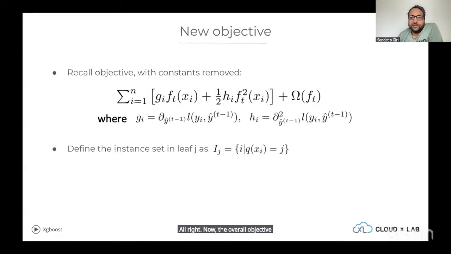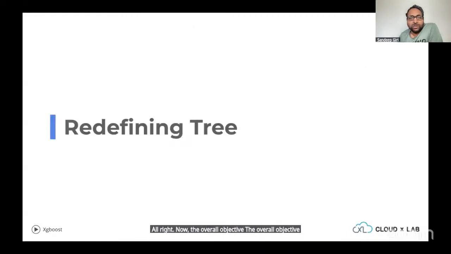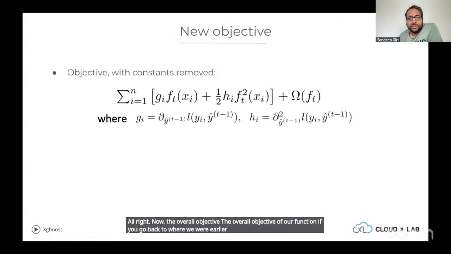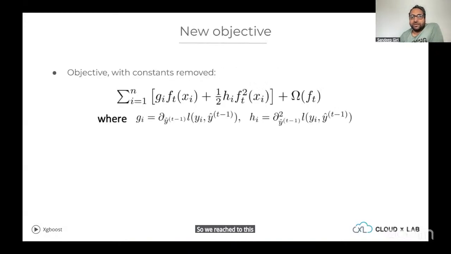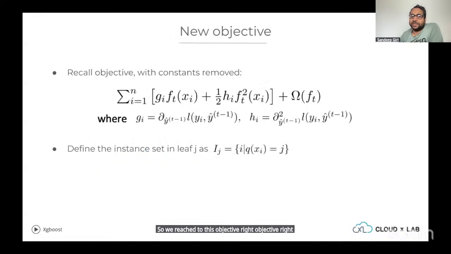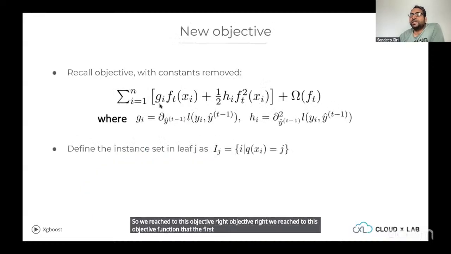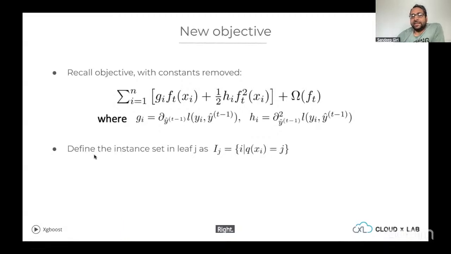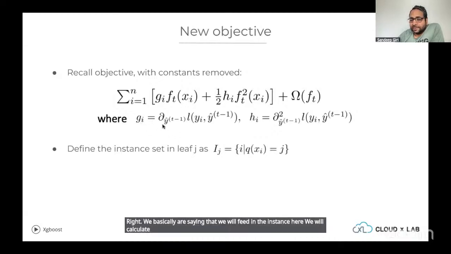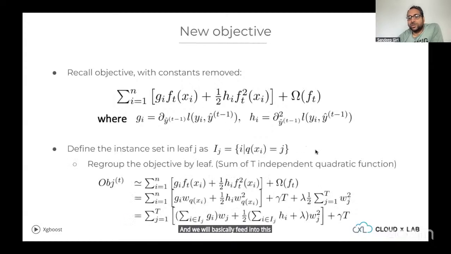Now, the overall objective of our function, if you go back to where we were earlier. We reached this objective function, where the first derivative after we did the Taylor expansion, we got to this place and so on. We basically are saying that we will feed in the instance here, calculate the rate of change of loss for each instance, feed it into this, and get the overall error.